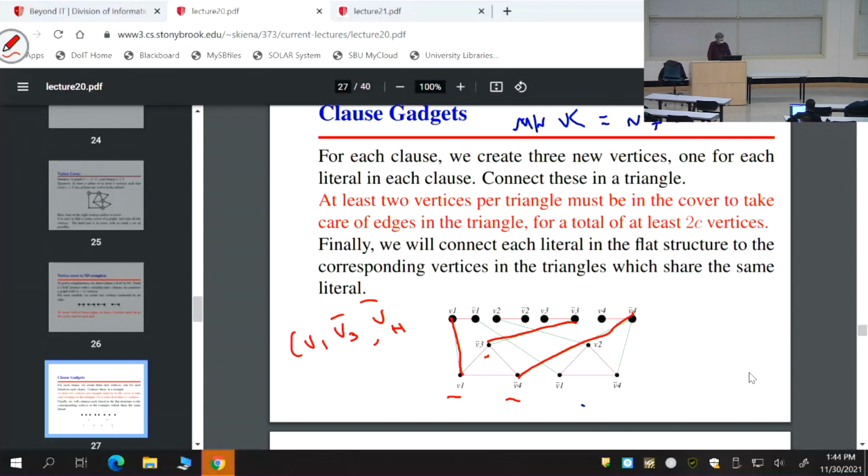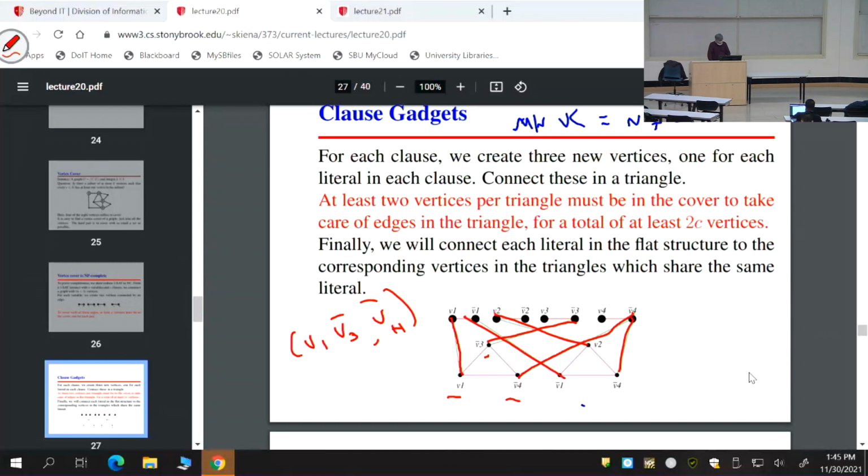Do you see that? I have connected this thing to the variable gadget with the same name. Okay? Adding these edges, and I'm going to do that with the second one. This one goes to V2. This one goes to not V1. This one goes to not V4. Adding these edges can only make it harder to have a small vertex cover. Right?